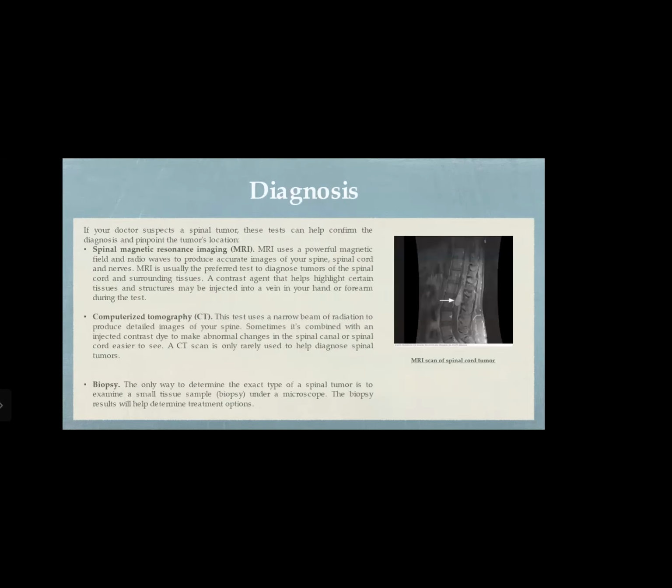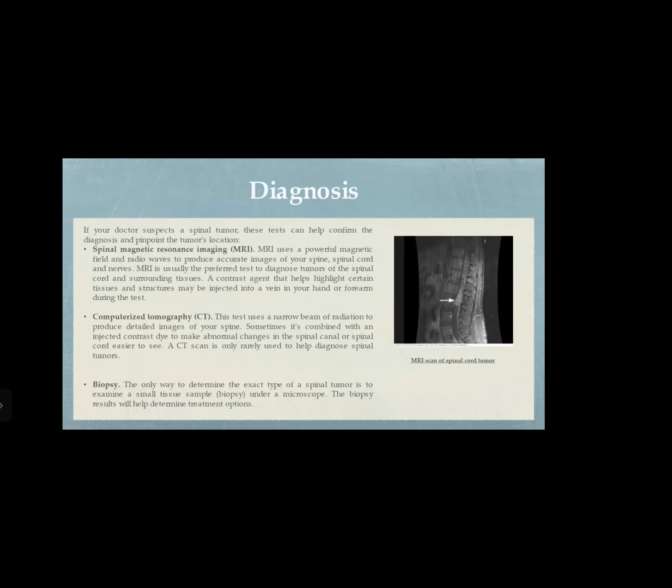In diagnosis, if your doctor suspects a spinal tumor, the tests used for diagnosis are spinal magnetic resonance imaging, that is MRI. MRI uses a powerful magnetic field and radio waves to produce accurate images of your spine, spinal cord, and nerves. MRI is usually the preferred test to diagnose tumors of the spinal cord and surrounding tissue. A contrast agent that helps highlight certain tissues and structures may be injected in a vein in your hand or forearm during the test. The second method we have is CT scan, that is computerized tomography.